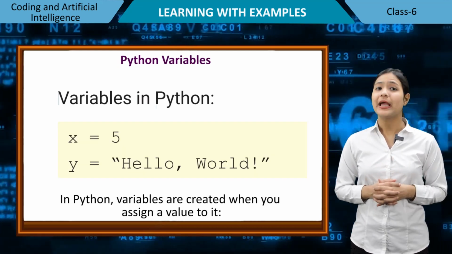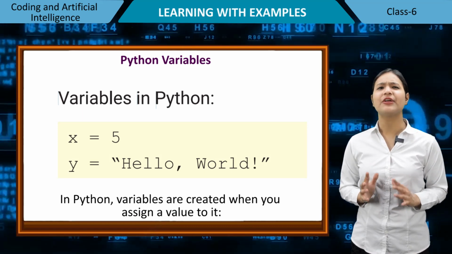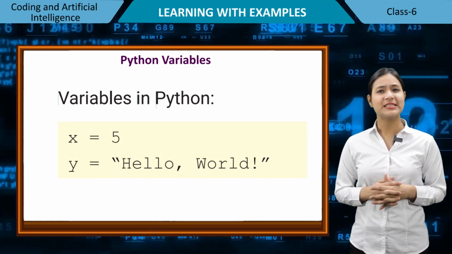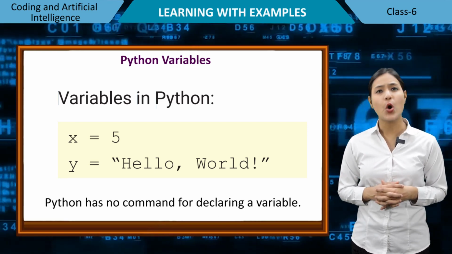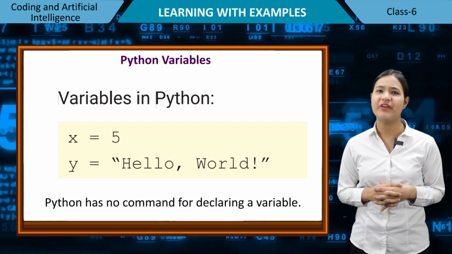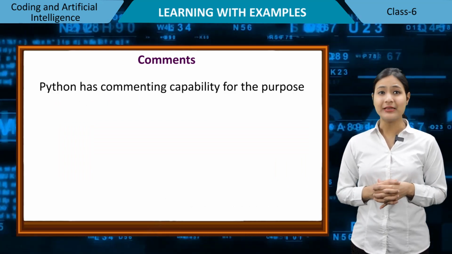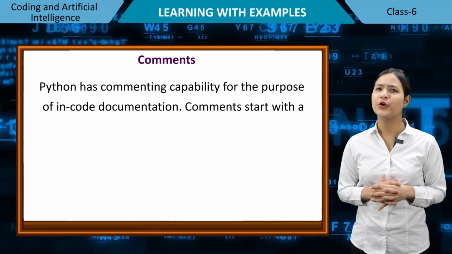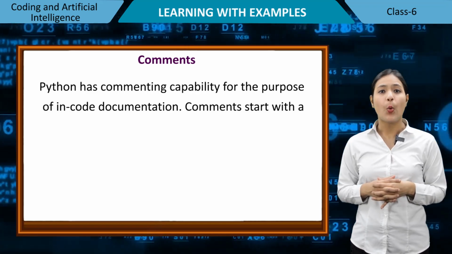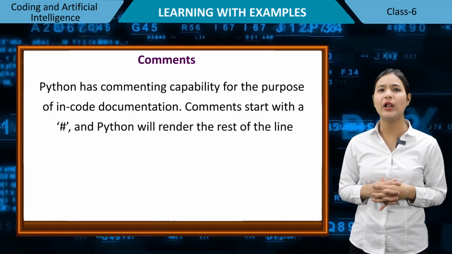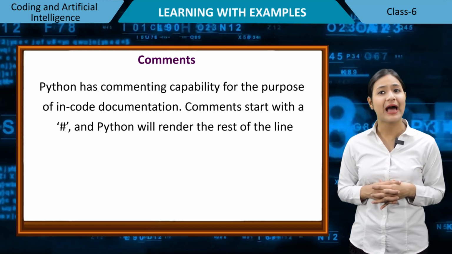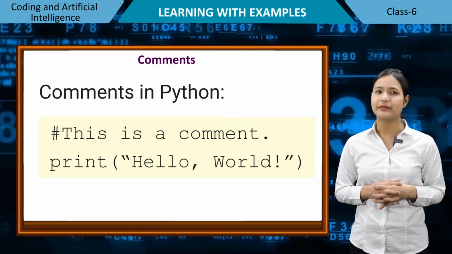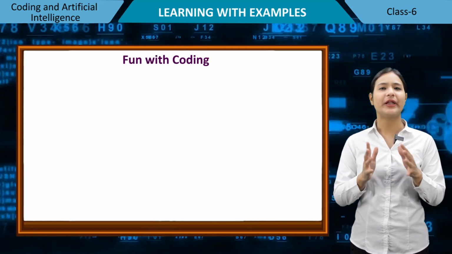Python variables. In Python, variables are created when you assign a value to them. Python has no command for declaring a variable. Comments. Python has commenting capability for the purpose of in-code documentation. Comments start with a hash, and Python will render the rest of the line as a comment. Example: comments in Python.